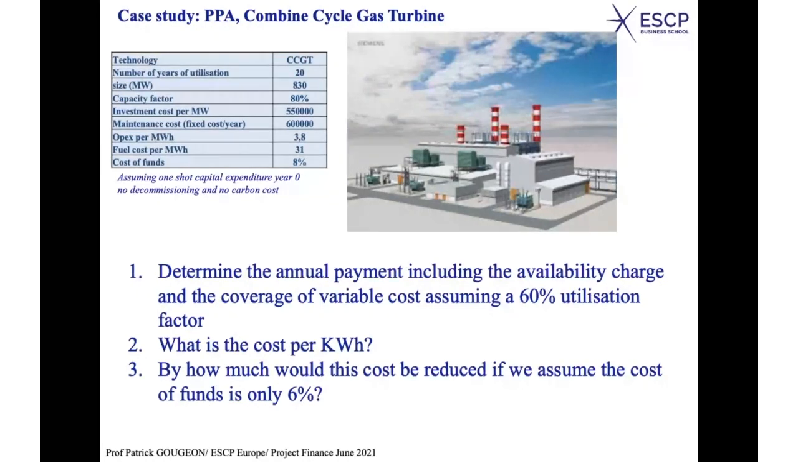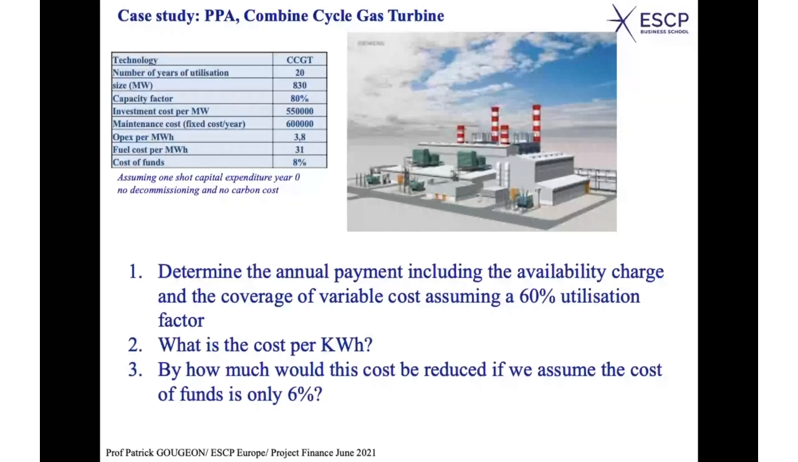Okay, so determine the annual payment, including the availability charge and the coverage of variable cost, assuming a 60% utilization factor. In other words, we're assuming here that the demand, even though you could use your plant 80% of the time, you estimate that the demand will correspond to 60% of the time used. Okay? What is the cost per kilowatt hour in this case, and by how much would this cost be reduced if we assume the cost of funds is only 6%?